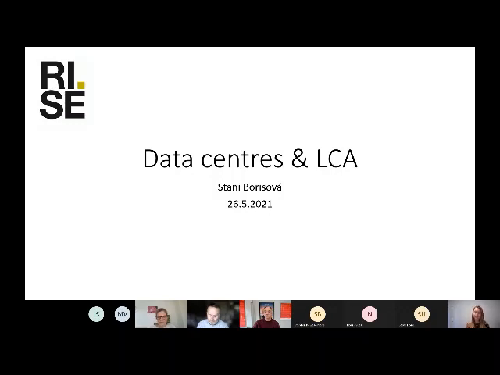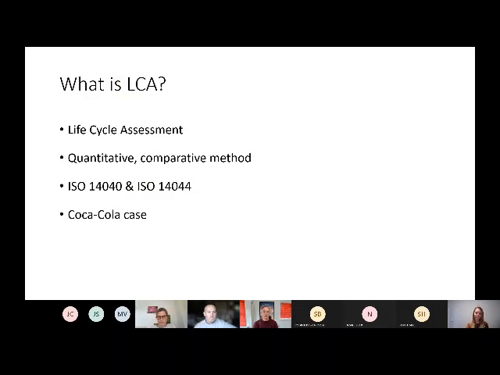Today, we will be talking about data centers and LCA, and I decided to split this section into three parts. In the first one, I will give you a general overview of what LCA is, how it is standardized, and what the main steps are. Then I will walk you through a small demo. And finally, we will have a look at some preliminary results of my model of Boden type data center. So let's start. What is LCA?